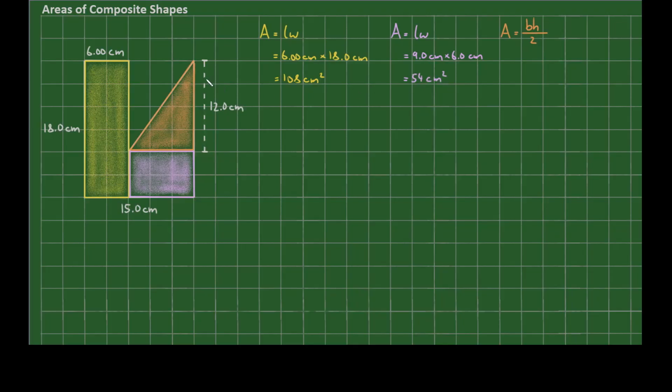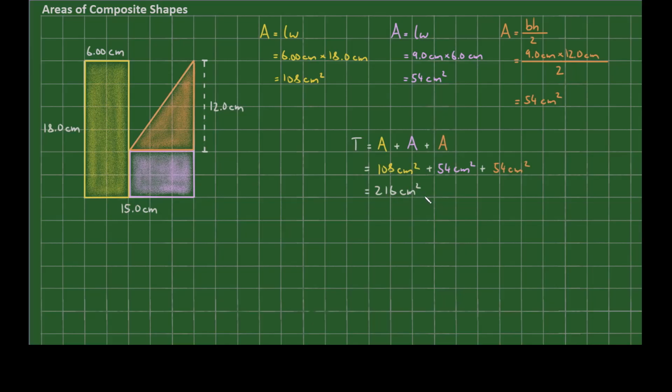In case of the orange triangle, its height is 12 centimeters, while its base is the same as the length of the purple rectangle, 9 centimeters. And so we will have 9 multiplied by 12 divided by 2. And that will give an area of 54 square centimeters. The total area of this composite shape is all of these areas combined. And that will give me 216 square centimeters.